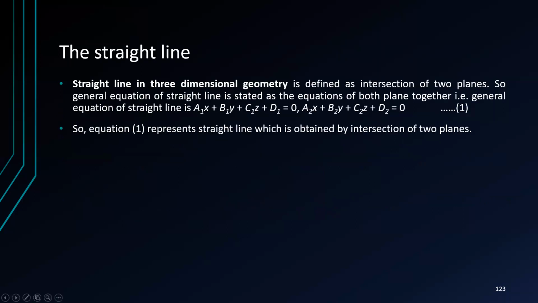The straight line. A straight line in three-dimensional geometry is defined as the intersection of two planes. So the general equation of a straight line is stated as the equation of both planes together. That is, the general equation is A1 x plus B1 y plus C1 z plus D1 is equal to 0 and A2 x plus B2 y plus C2 z plus D2 is equal to 0. This represents a straight line obtained by the intersection of two planes.